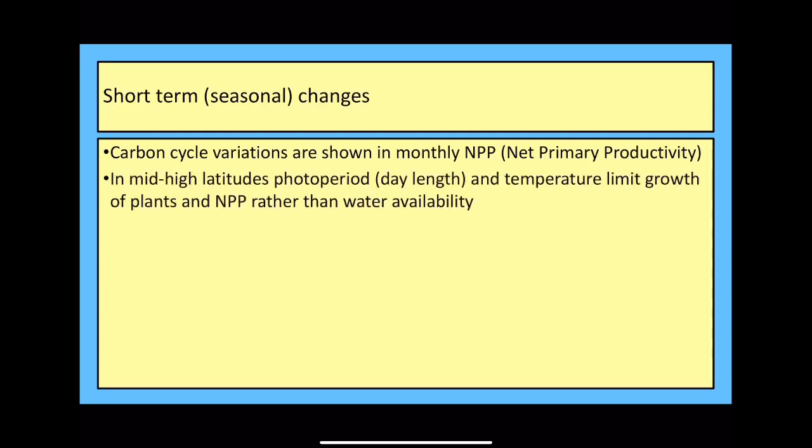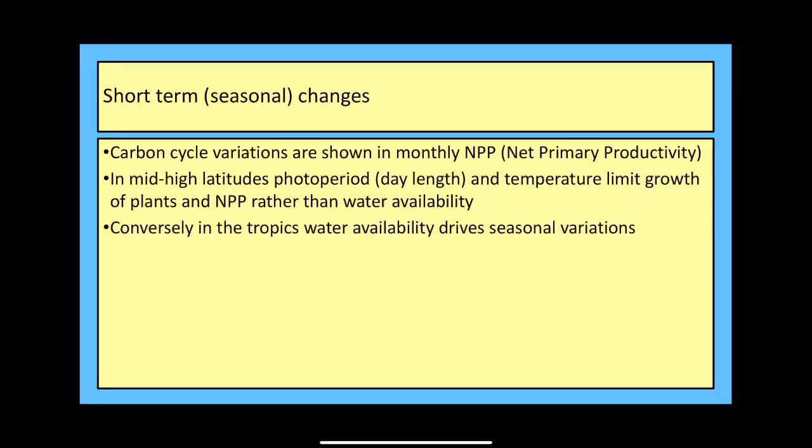In the mid to high latitudes, that's where we are, the photoperiod, the day length, and the temperature limit growth. What that means is there's plenty of water in England most of the time, apart from when we're in a drought. So the only thing that's stopping plants growing is how much sunlight they receive and how warm it is. Whereas in the tropics, it's actually water availability generally that affects growth. There's plenty of sunlight, it's always warm, so the only thing that's stopping any growth happening is if there's not water available at that time.